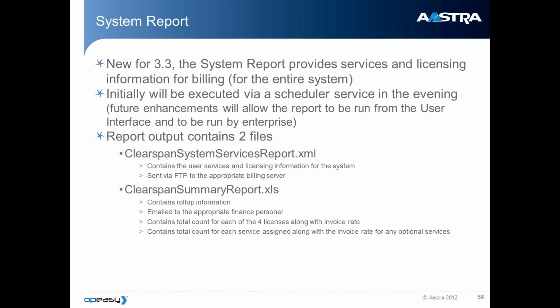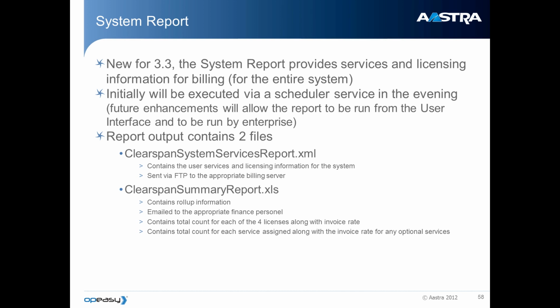System reporting. New in 3.3, the system report provides services and licensing information for billing for the entire system. Initially, it will be executed via a scheduled service in the evening, and future enhancements will allow the report to be run from the user interface and to be run by enterprise.